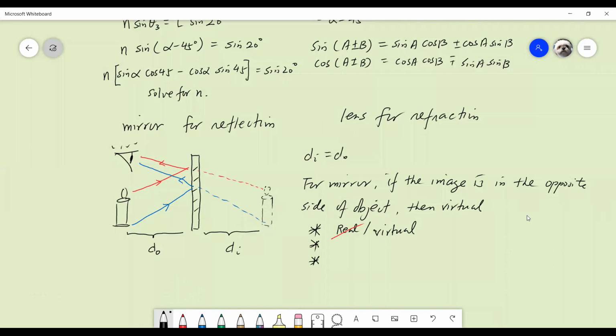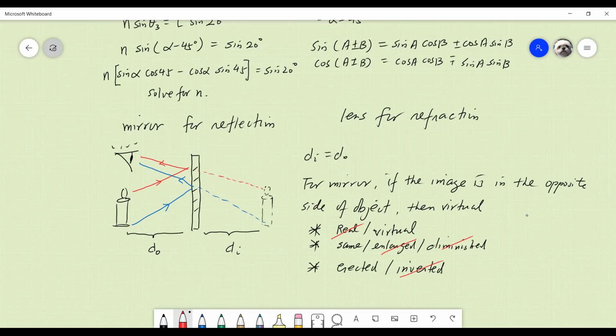Enlarged or diminished. Enlarged means they are bigger, right? Or diminished. So which one? They are the same, right? Yes. And then what else can you tell? They are erect. Erect means they have the same orientation, or inverted. So what is this? They are erect, right? Yes, they are.